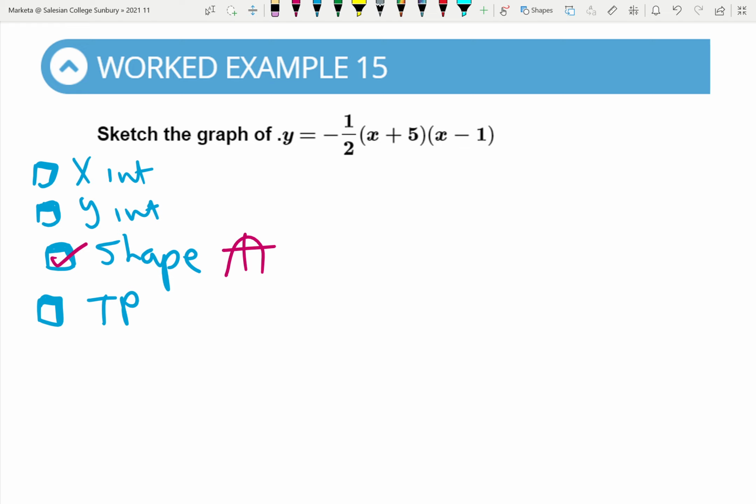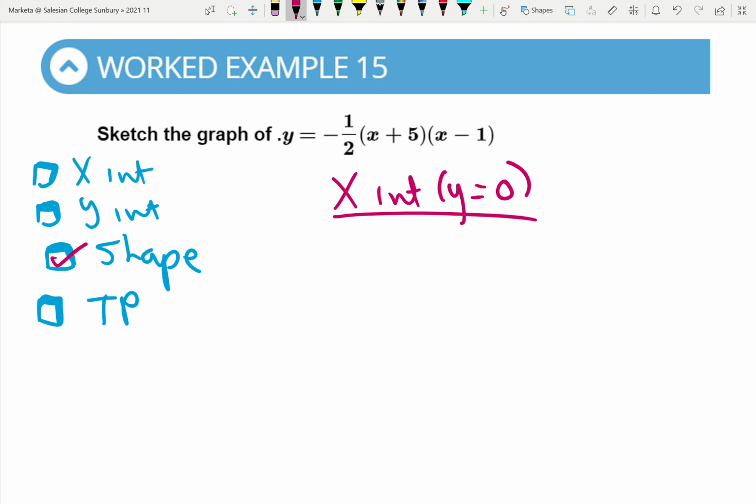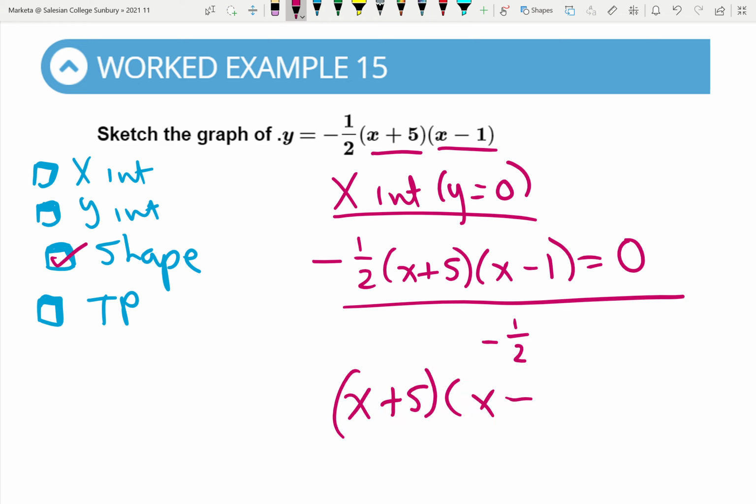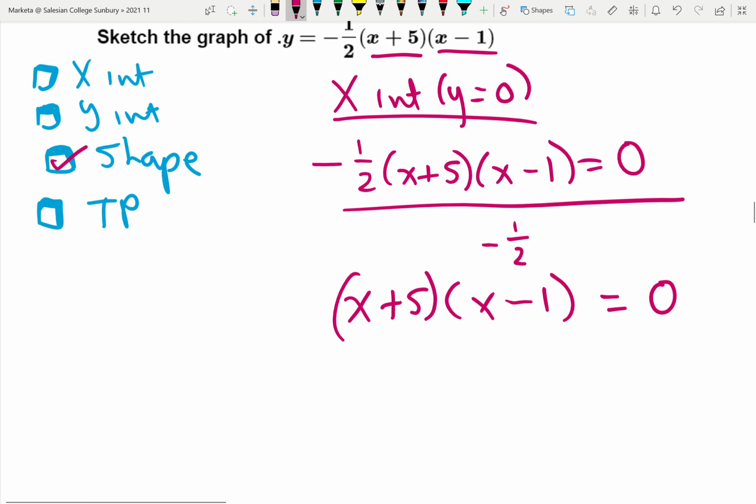And look, I'm going to do the x-intercepts first this time, because it's going to be pretty easy to find the x-intercepts. So you always do the easiest first. And in this case, I'm choosing x-intercepts because I can basically see what they are straight away. So negative half, x plus 5, x minus 1 equals 0. So if I divide everything by negative half, that's just going to get rid of the negative half. And then we can solve each of these.